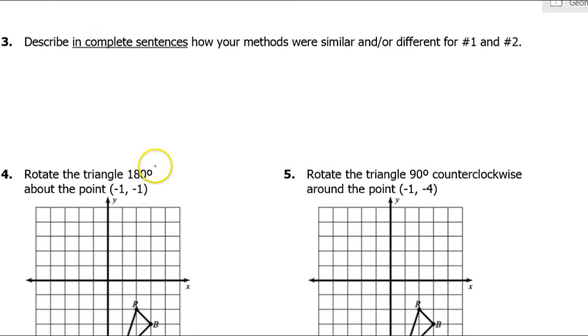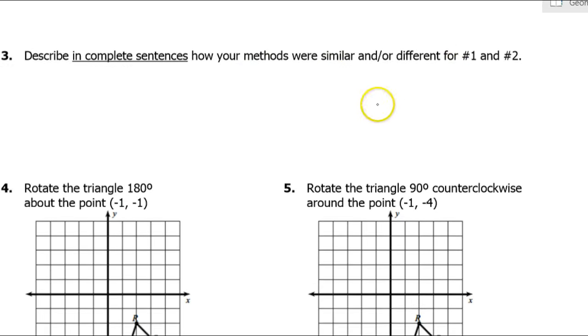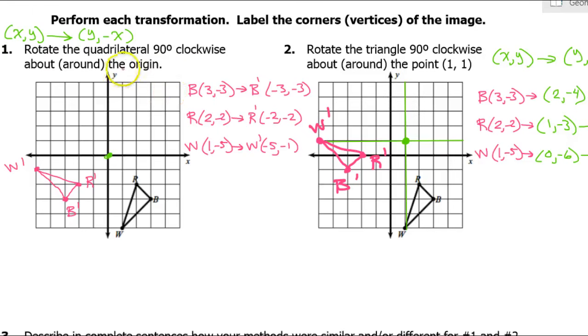Now, we're being asked to describe in sentences how our methods are similar or different for number 1 and number 2. So for problem number 1, we were rotating around the origin, so we simply used the rule immediately. For problem number 2, since we were rotating around a point that was not the origin, we first had to pretend that the point 1, comma 1 was the origin. So we had to make up a new x and y axis, and then find new coordinates, and then we could use the rule. So I'm just going to write that down.